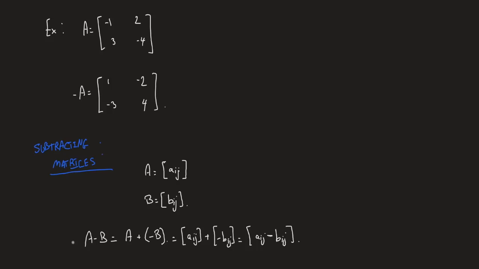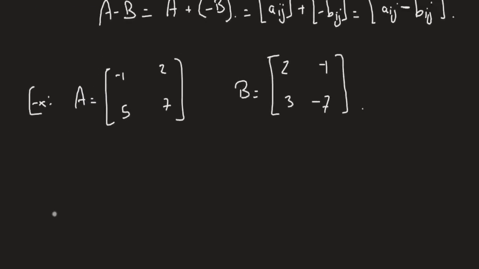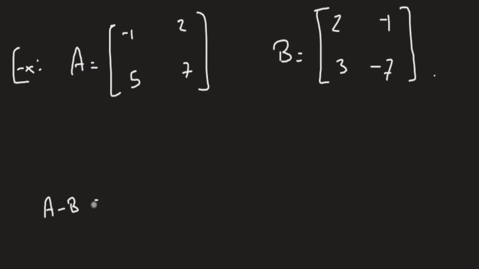An example on that would be, say I've got A and B as such, then A minus B is obtained by subtracting the elements of A and B. So minus 1 minus 2 is minus 3. 2 minus minus 1 is 3, 5 minus 3 is 2, and 7 minus minus 7 is 14, right?